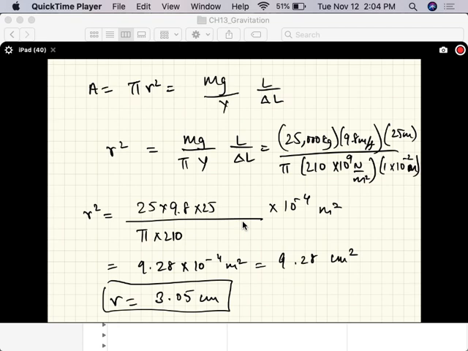3 centimeters. 3 centimeters is about that much. So it's about this thick. The wire is about this big. So those cables on the bridge.